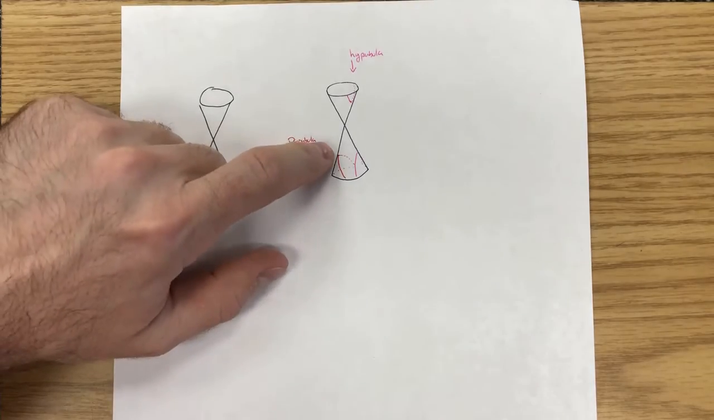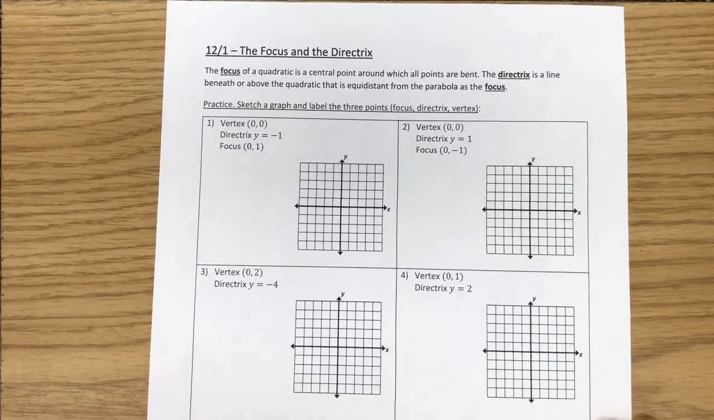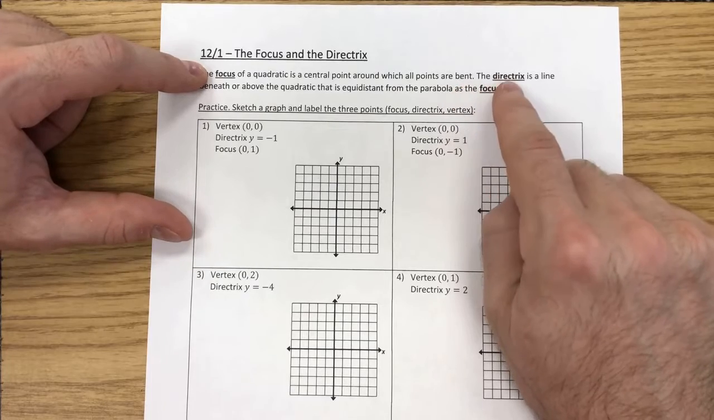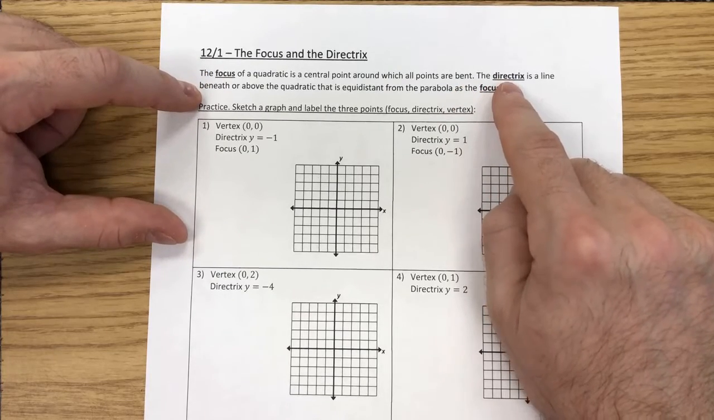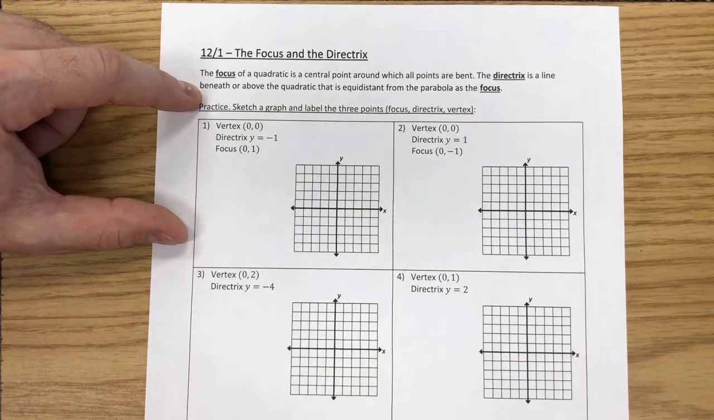We're going to be cutting a cone at such an angle that we're going to be finding points around a focus. And now the focus of a quadratic is the central point where all points are bent. The directrix is the line beneath or above the quadratic that is equidistant from the parabola as the focus.